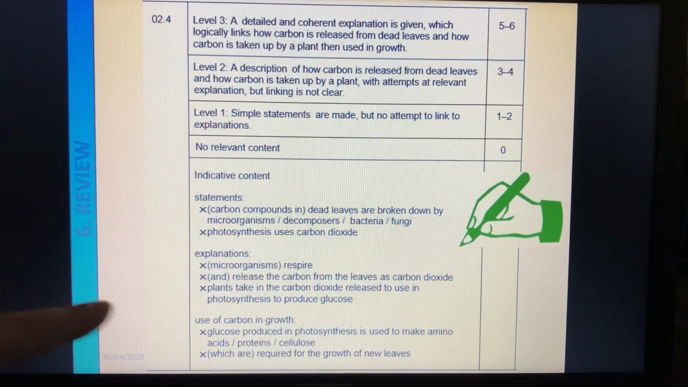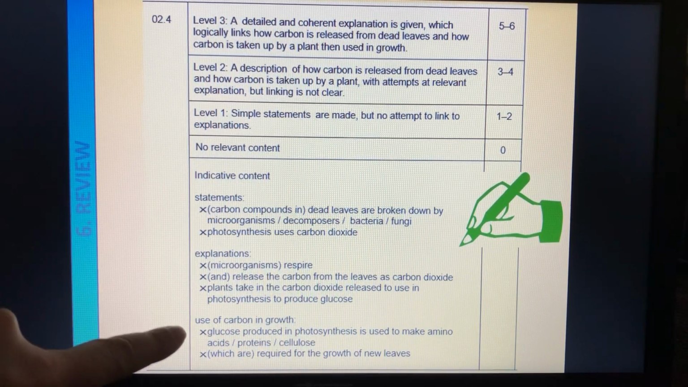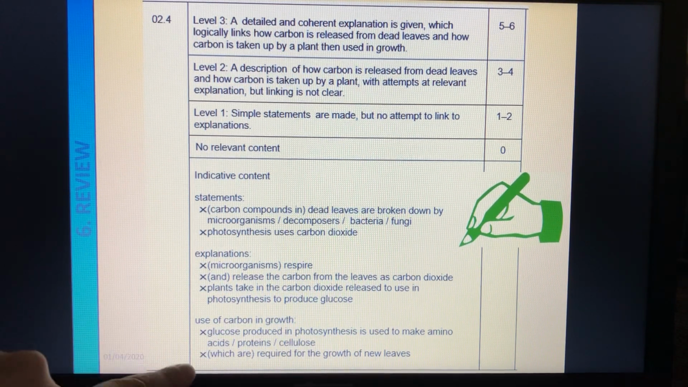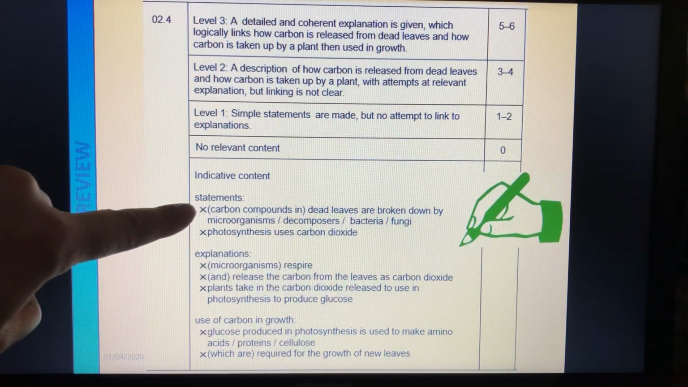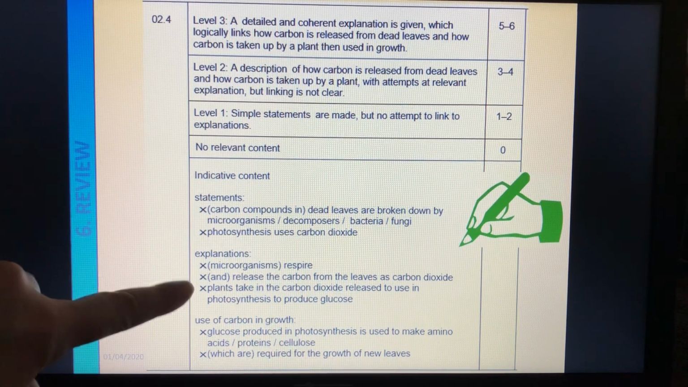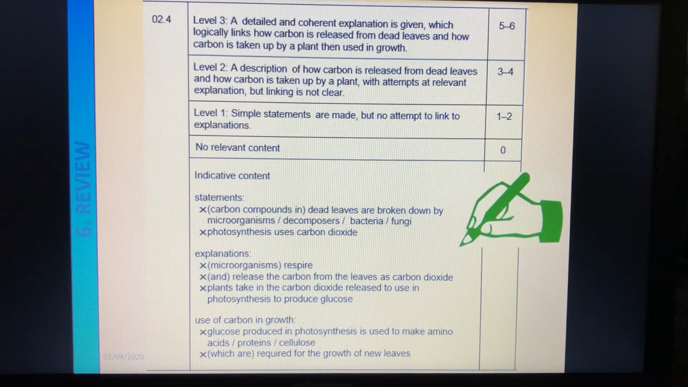Okay, so don't just say growth. We've got to say, you know, glucose goes into making amino acids, which then build up to make proteins and also cellulose, and they're required for the growth of new leaves. Okay, so we've gone 1 mark, 2 marks, 3 marks, 4 marks, 5, 6 marks. If you need extra time, pause now.